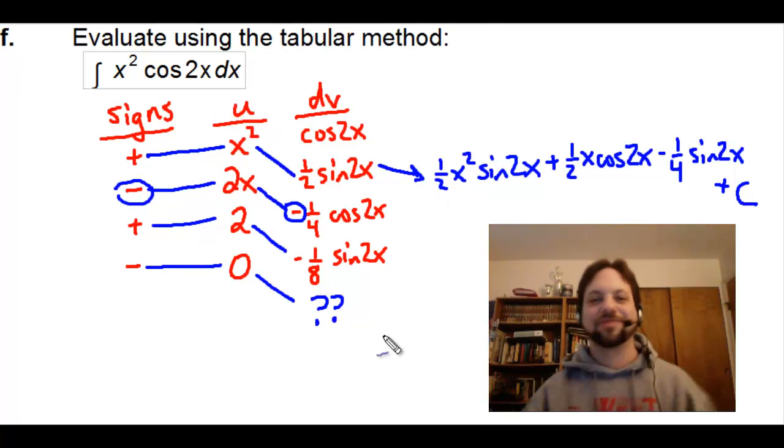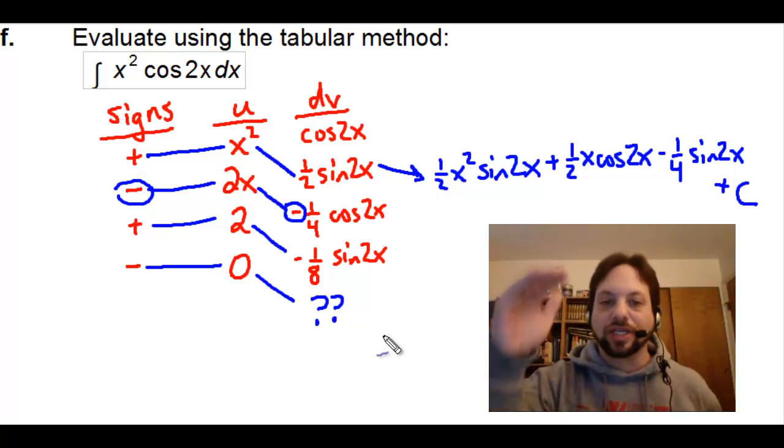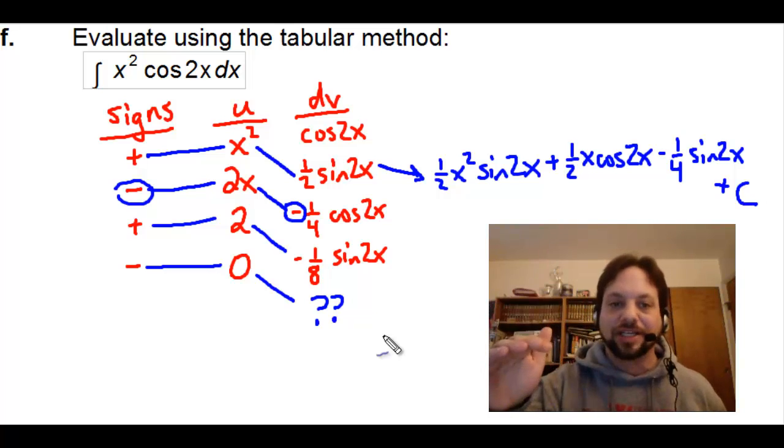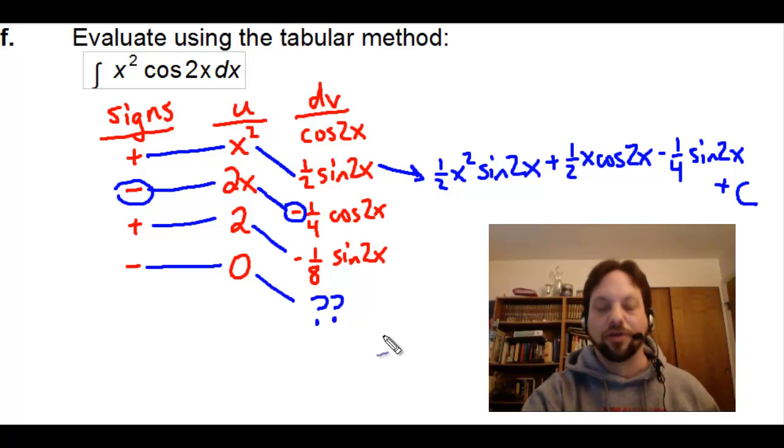Quite impressive. The tabular method, remember though, only works when one factor is going to disintegrate down to nothing, while the other factor is going to be cyclical in nature. Be wary of that, be careful, and good luck with your assignment 7.2.